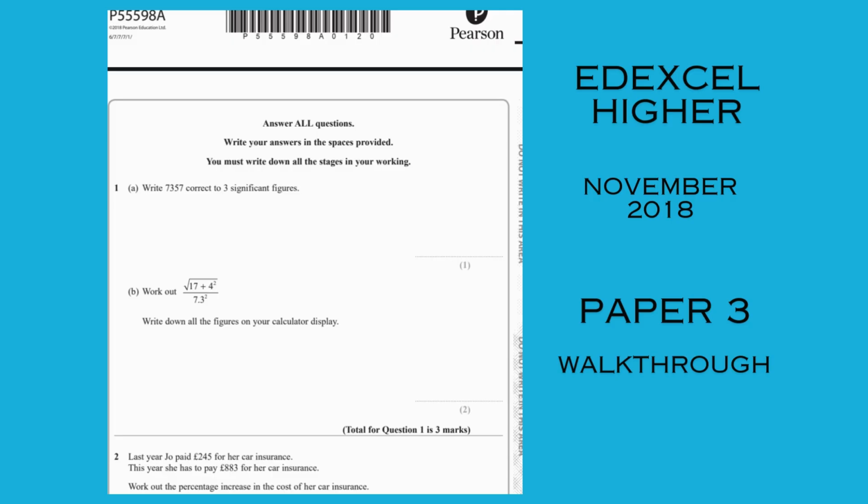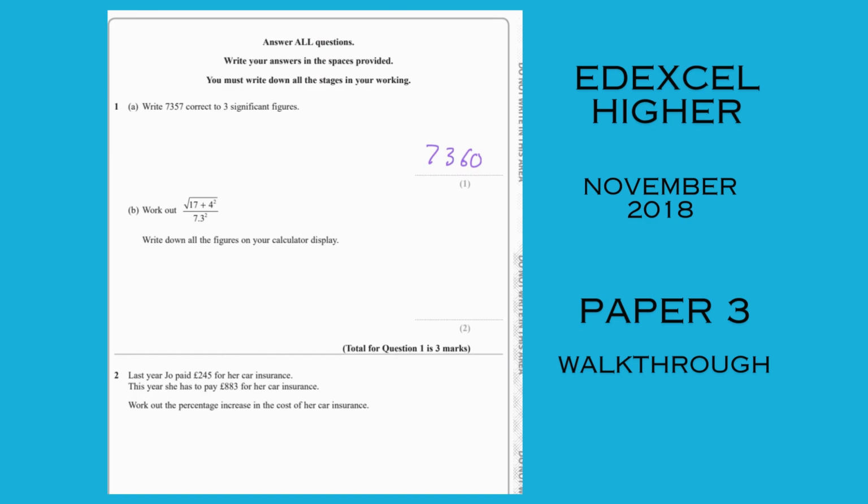3 significant figures. The third significant figure is the 5, so the digit after it is 7. So that rounds up to 7,360.